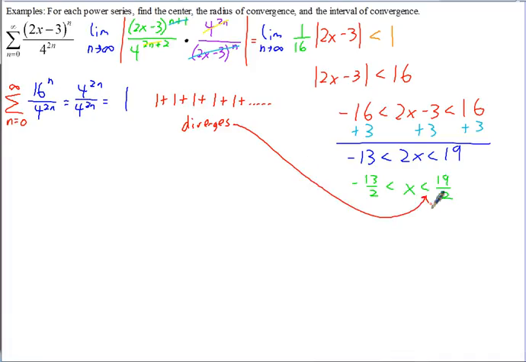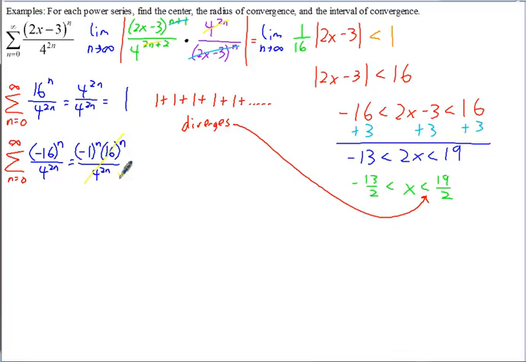Now let's try negative 13 over 2. So if we put in negative 13 over 2 for x, again the 2's cancel, you get negative 13 minus 3, which gives you negative 16, over 4 to the 2. Now this one we can split up, negative 16 into negative 1 to the n, times 16 to the n. And again, 16 to the n is the same as 4 to the 2n. So those reduce out. You're just left with negative 1 to the n.